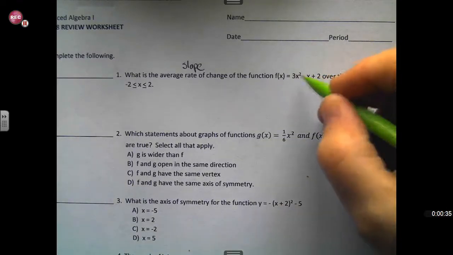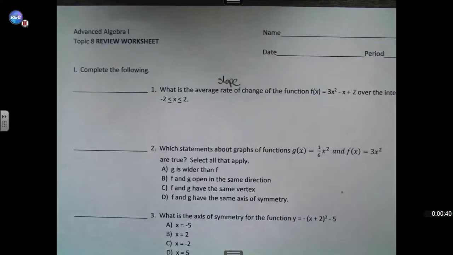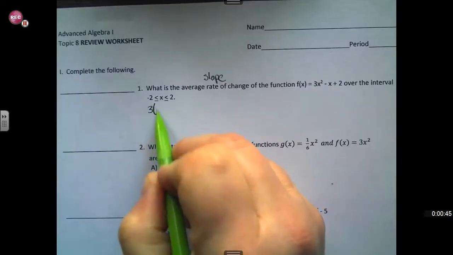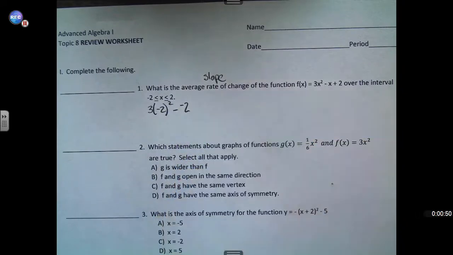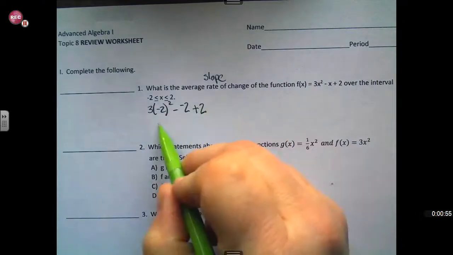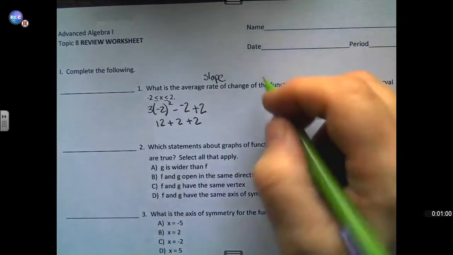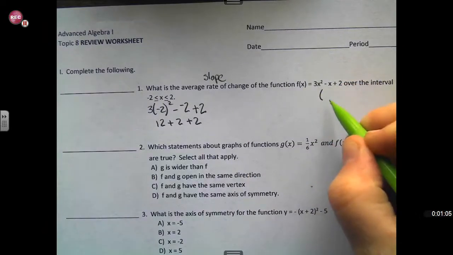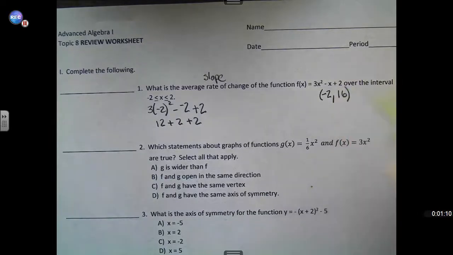So I plug in -2, and I get 3 times -2 squared minus -2 plus 2. Okay, so this is going to be 12 plus 2 plus 2, which is 16. So one of the points I'll be using to find the slope will be -2, 16.